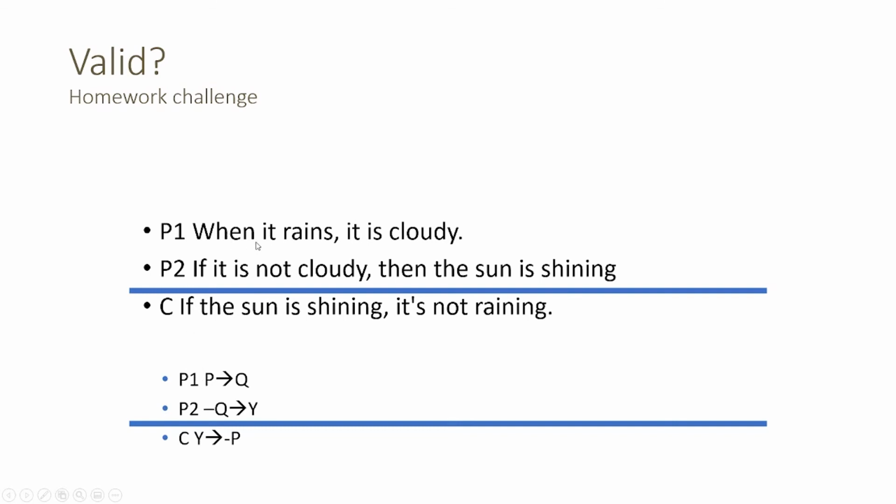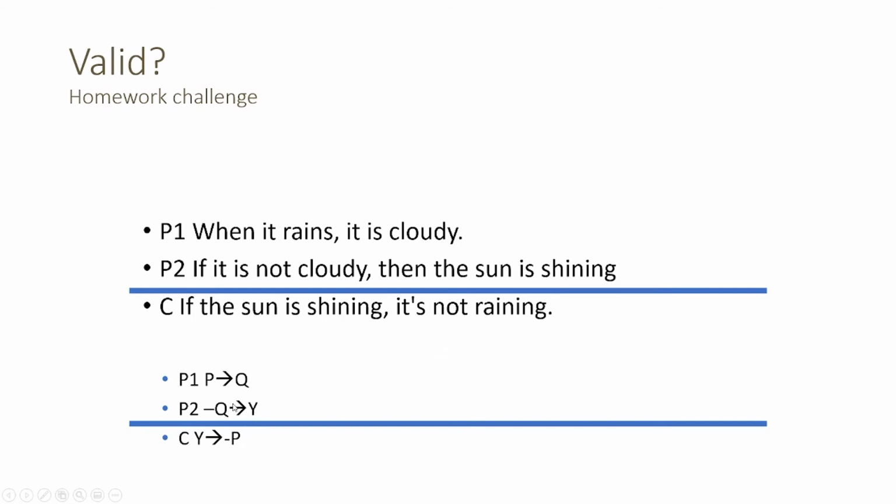What this is saying is that if it rains, it is cloudy. You could symbolize that as if P then Q. Then if it's not cloudy, so cloudy we called Q, so we need to be consistent, so we say if not Q, then the sun is shining. So that's a different term, so we can label that with a different symbol.